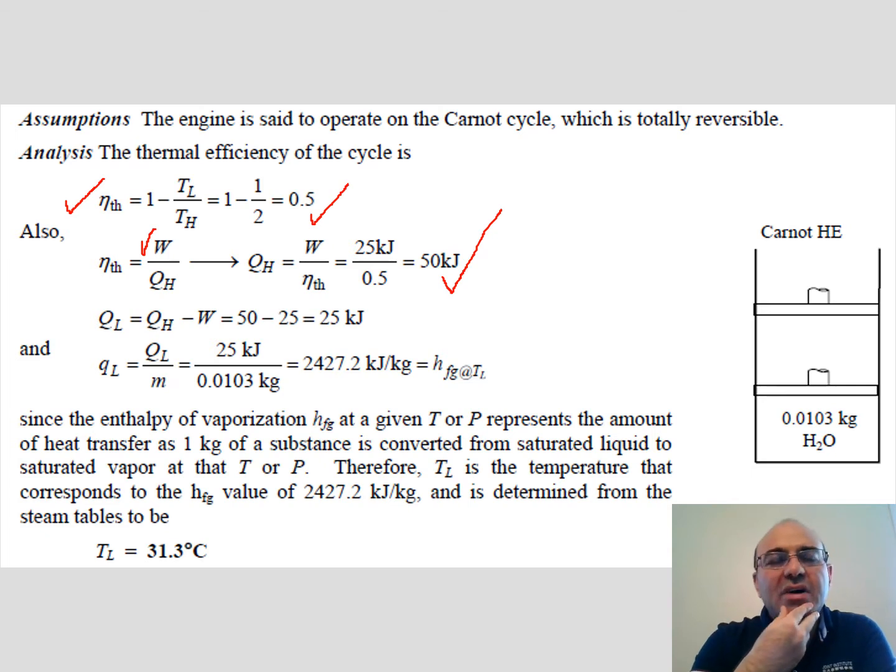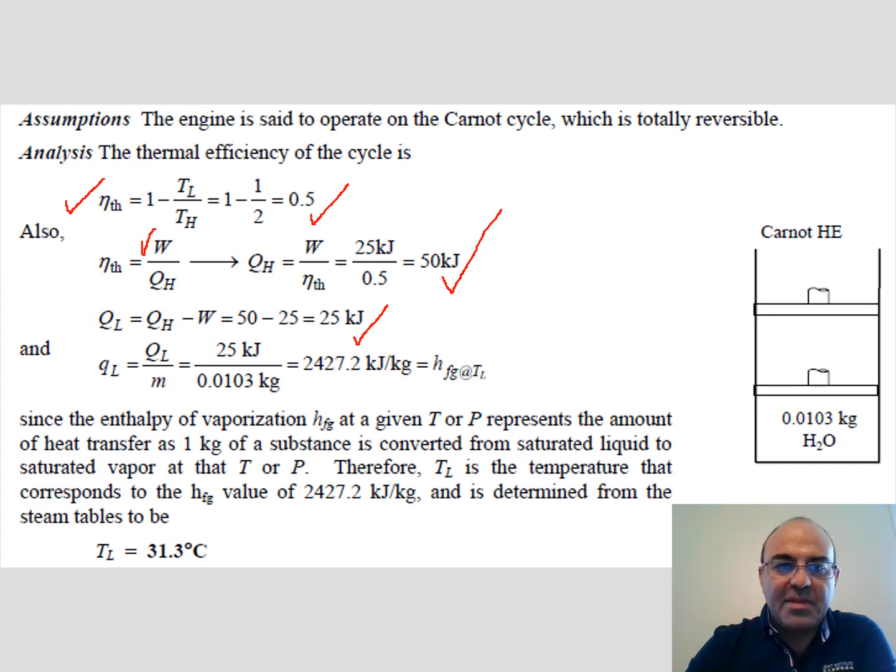However, the problem is focused on the heat rejection process, not heat addition. So therefore, by writing an energy balance, the first law for the entire heat engine, we know that QL is equal to QH minus W. QL is energy out, W is energy out. The sum of these two is equal to QH, which is energy in. So QL is therefore equal to 25 kilojoules.